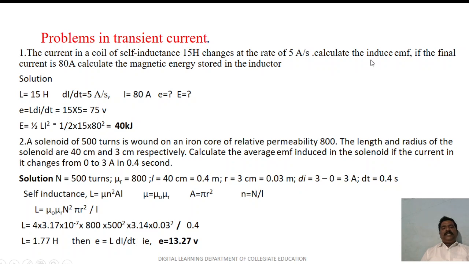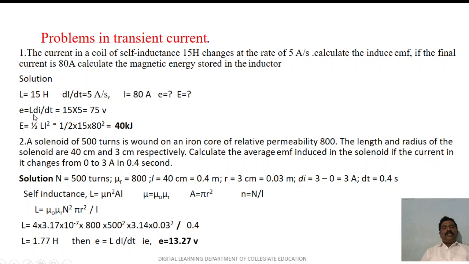Induced EMF means E is equal to L di by dt. We have this expression from the self-inductance of the coil. And if the final current is 80 amperes, calculate the magnetic energy stored in the inductor. So two things should be calculated: one is the induced EMF, and the second is the energy stored in the inductor. They have given L as 15 Henry, di by dt as 5 amperes per second, and the current as 80 amperes. So E is equal to L di by dt is the expression for self-inductance of the coil.